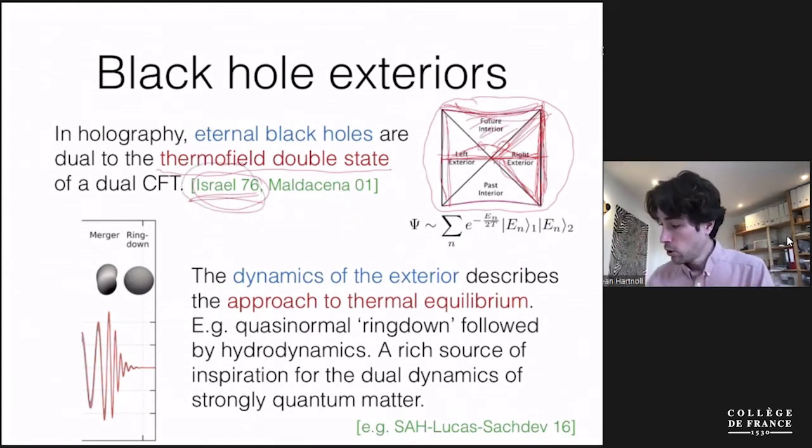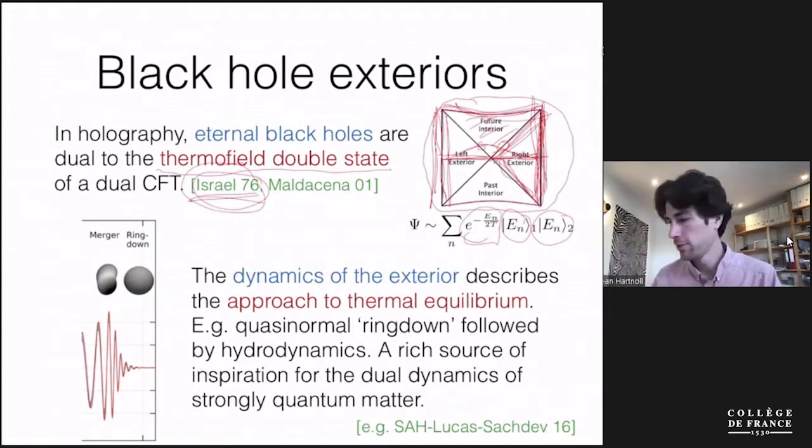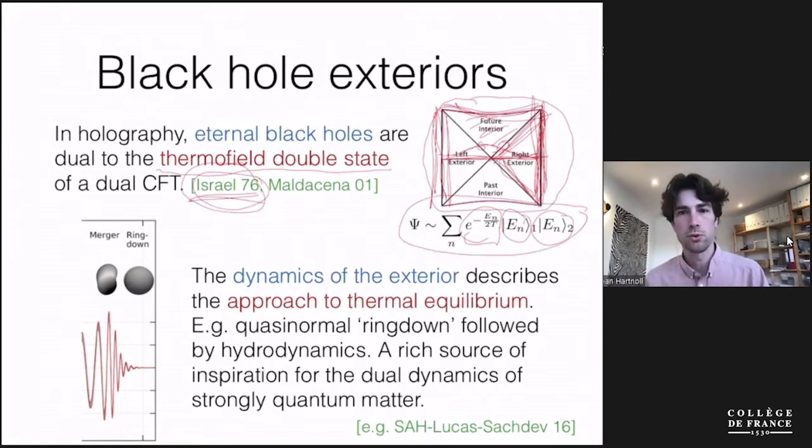And so what you should think of a black hole as is two copies of the field theory. One lives here, there are two boundaries. That's here and here. And they're entangled in a certain way, which is this Boltzmann factor. And so this thing is called the thermofield double state. Okay, and so that's what a black hole is in AdS/CFT. That's not going to be too important for what we're doing, but it's true.